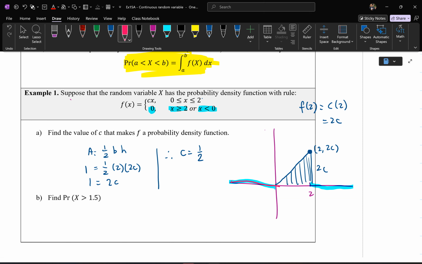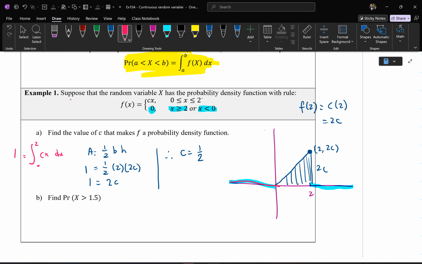That was one way of doing it. The alternative method could have been the integral from 0 to 2 of cx dx. The area had to equal 1. So you could have done it this way too. So integrate cx, sub in 0 and 2, set it equal to 1, and that would have given you the exact same answer for c. But sometimes when the graph is linear, I like to do it through a triangle. But hopefully you can see there's only 2 conditions. All the area has to add up to 1. The function has to be above the x-axis, which it is.